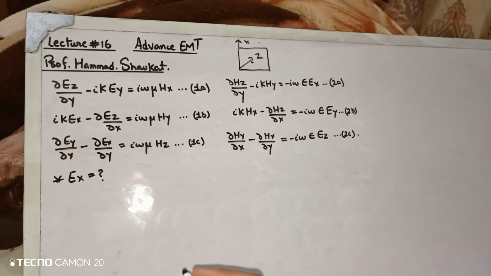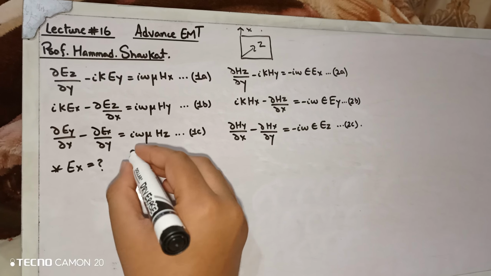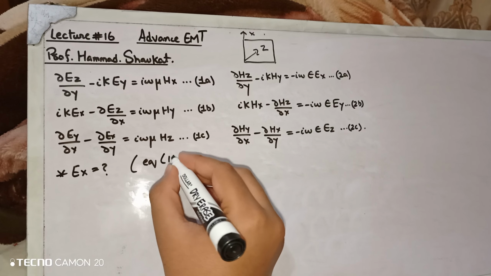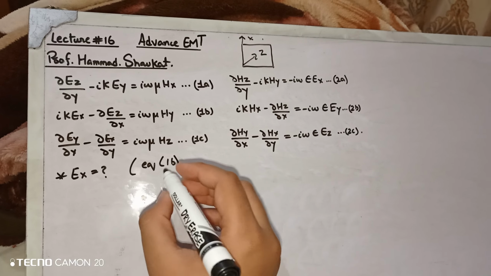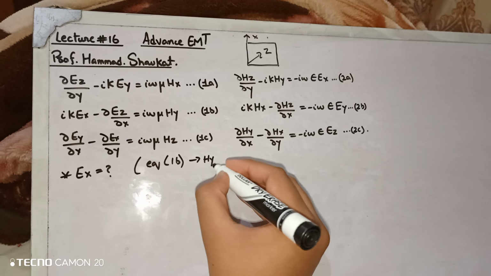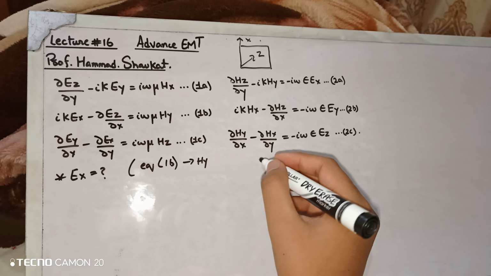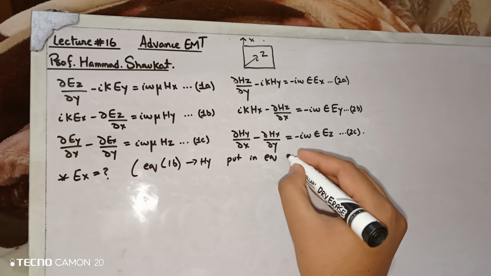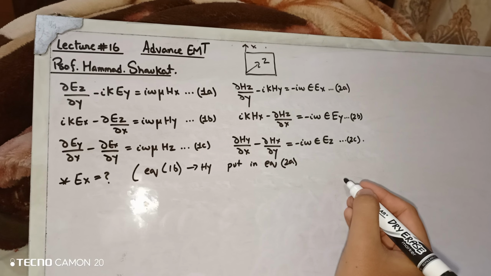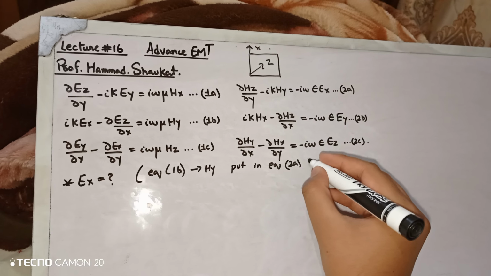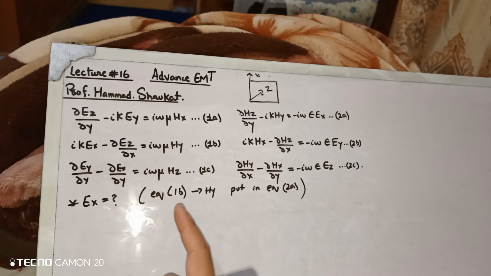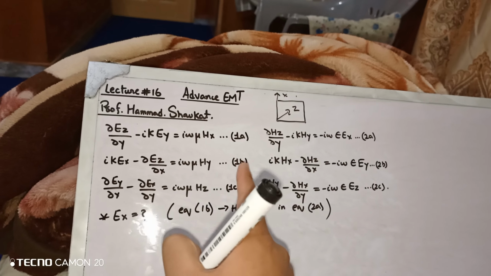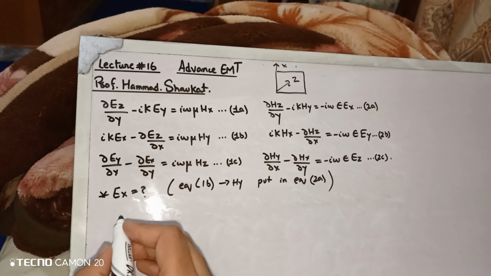How can we find Ex? To find Ex, we have to use equation 1b and from equation 1b we have to find Hy. After finding Hy from equation 1b, we put that in equation 2a. After putting Hy in equation 2a, we can find Ex easily. So let's first solve equation 1b for Hy. So this is equation 1b. Okay, so just rewrite this equation.